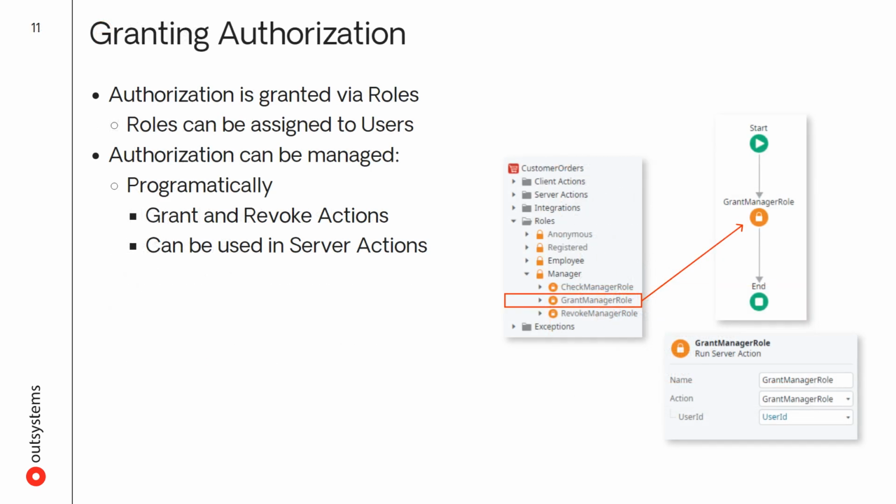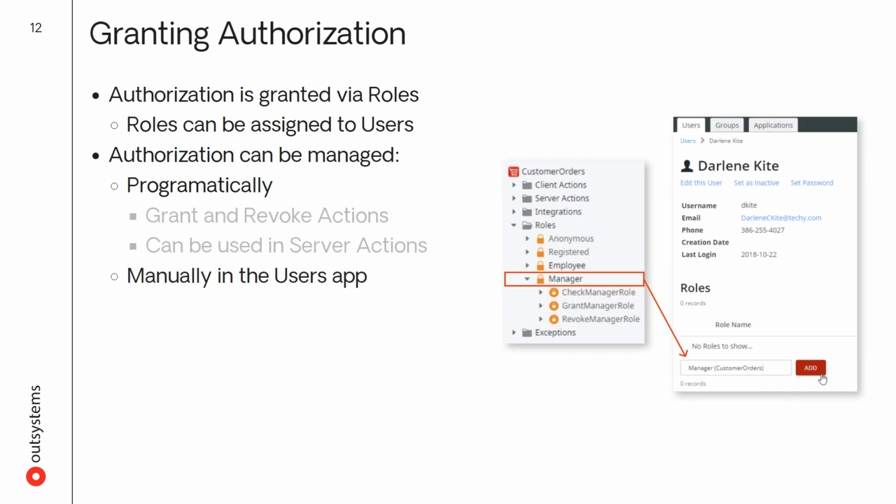As we discussed before, authorization is granted via roles. For that, we need to assign roles to users, so they are able to do whatever we define that users with that role can do. Authorization can be managed programmatically, using the Grant and Revoke actions. These actions expect the identifier of a user and can be used in any server action flow. Or we can do it manually in the Users application. By opening the details page of a user, we can choose a role and explicitly assign it to the user.